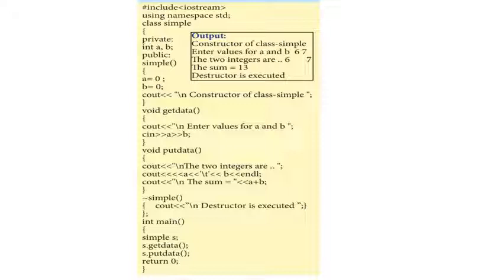Then in the next cout statement, the sum is equal to is given. So 6 plus 7 is 13. So that will be displayed. And at last what will be executed? Destructor function will be executed. So in that cout, destructor is executed is given. So that line will be displayed in the output. So this is how this program gets executed.